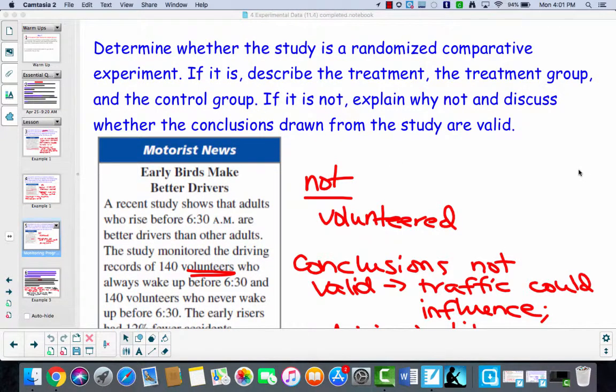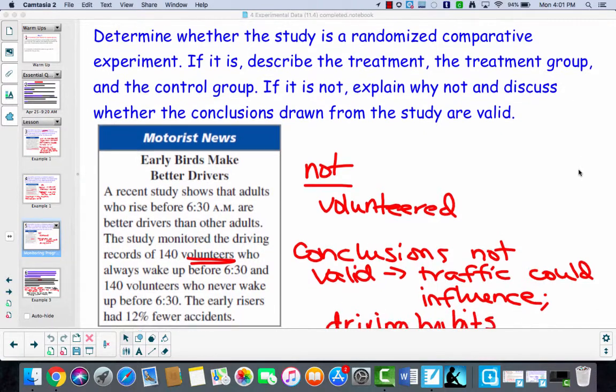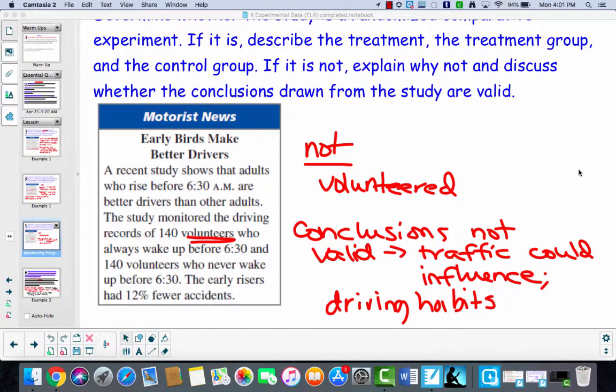All right, this is one of those that is not a randomized comparative experiment because they volunteered again. Yes, there is a treatment and there is a control. They are doing the before and after 6:30 waking up times, but since they're being able to volunteer, we don't know what other factors could influence. Traffic, for example, could be an influence. If you're leaving before 6:30 a.m. or if you're leaving earlier in the morning, is there less traffic? And so you would have less chance of getting in an accident. Do you have better driving habits? There are just too many things that are unknown, and so the results of this study are not valid.